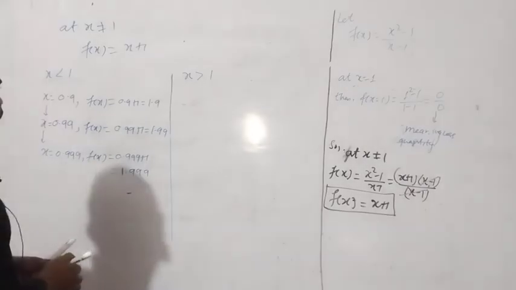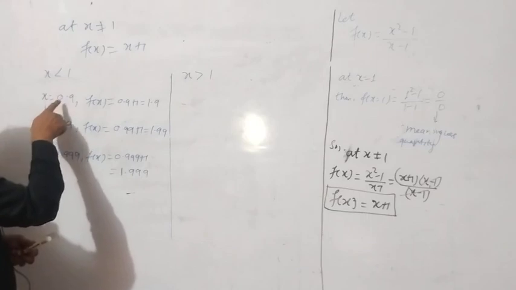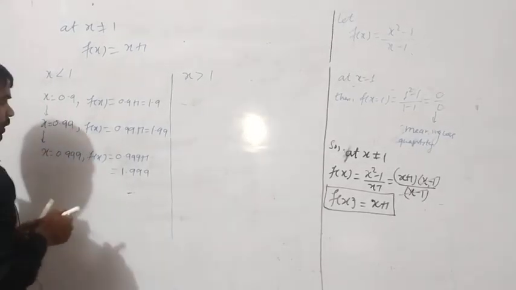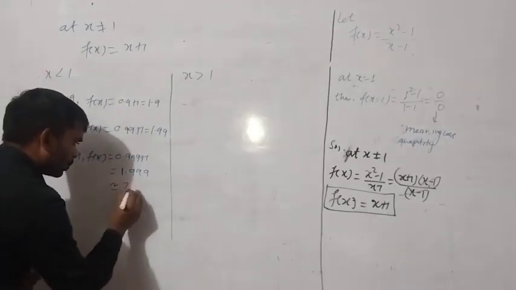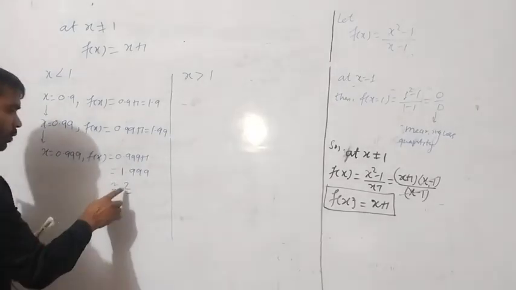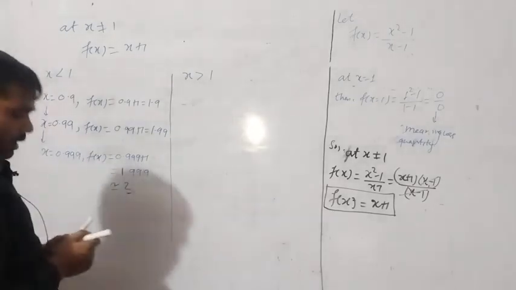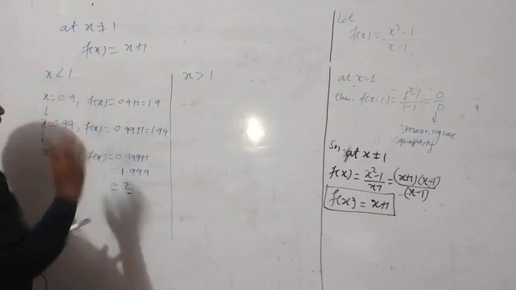So you can see here, as we move nearer to 1, the function value f(x) moves closer to 2. We can write 1.998, not exactly but closer to 2. So this is the limit of the function from the left side.